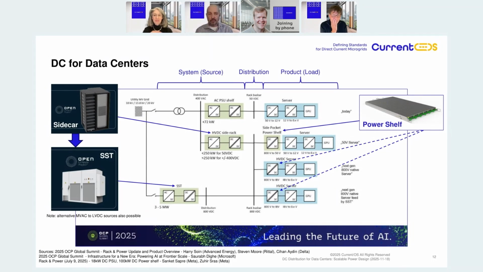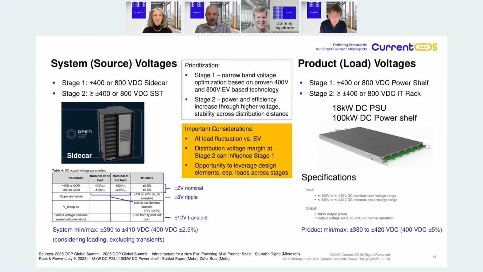And an important distinguishing note about this particular slide is the representation of sources on the left side as the system aspect of definition, and product load characteristic on the right. And this is important as we look forward into the actual specifications for each, which are slightly different. You see a slightly tighter range of the source on the left, 400 volts plus minus 2.5%, versus plus minus 5% on the right with the product.